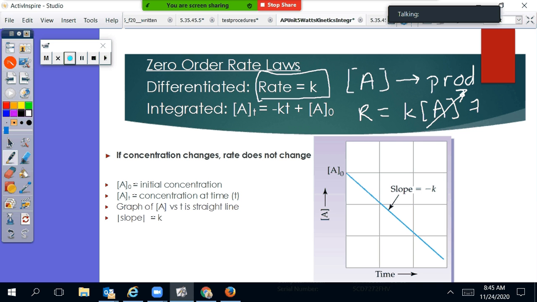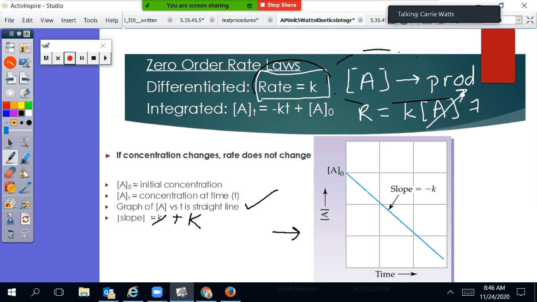Now, here's our graph. If you did a plot with some data for this differential rate law, and you plotted concentration versus time, it would give you a straight line with a negative slope. The slope, actually, this should be a negative k here. The slope is negative k. Oh, well, this is the absolute value.